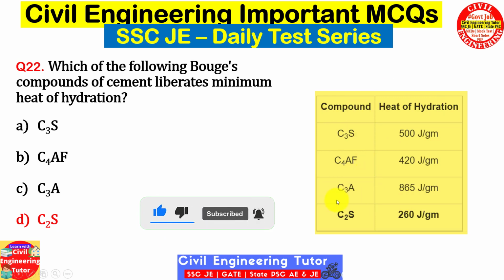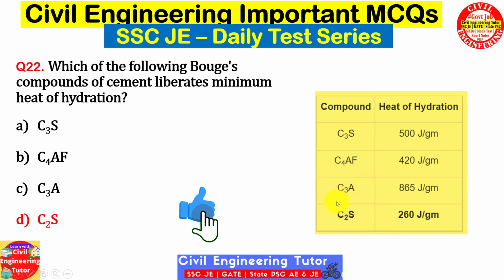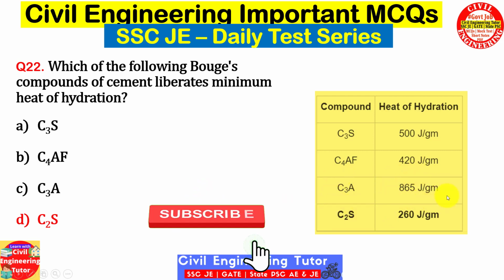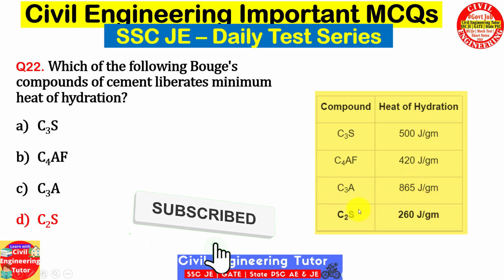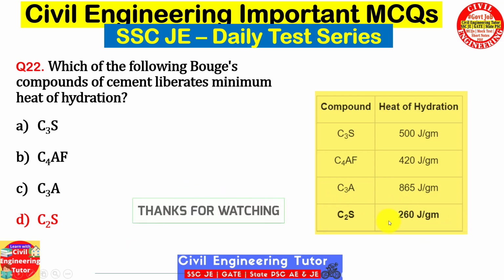Here is the reference for heat of hydration for different compounds. We can see that the maximum heat of hydration is for C3A, it is 865 joule per gram, and minimum for C2S. Now C3A is responsible for flash setting, that means it reacts very quickly, that's why this higher amount of heat of hydration is generated, and C2S reacts very slowly, that's why it generates a very small amount of heat of hydration. So the correct answer for this case is C2S, and just remember the other references also.